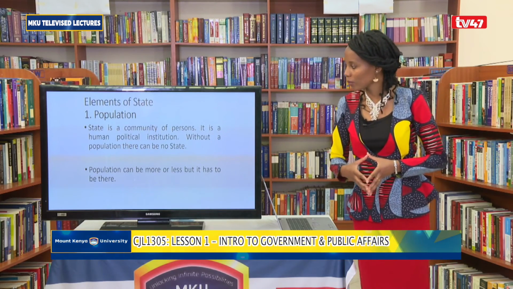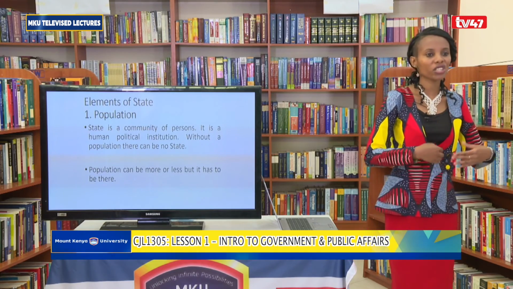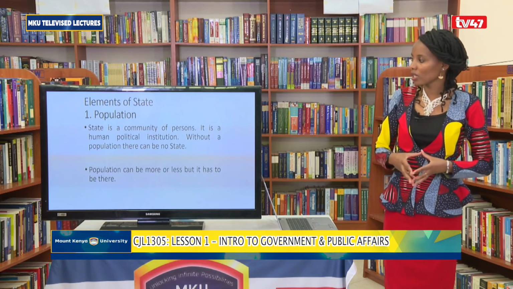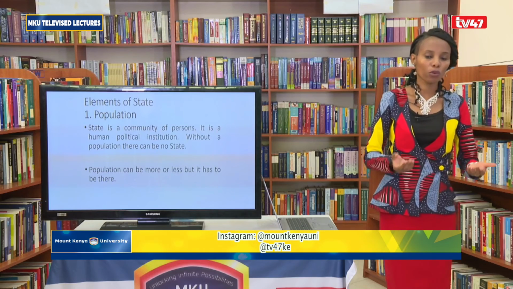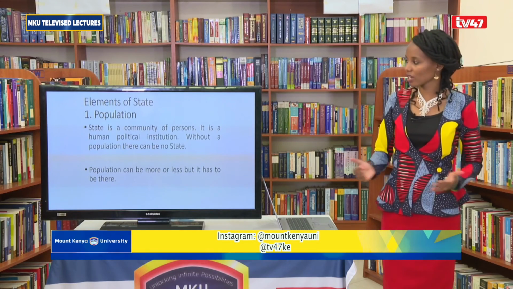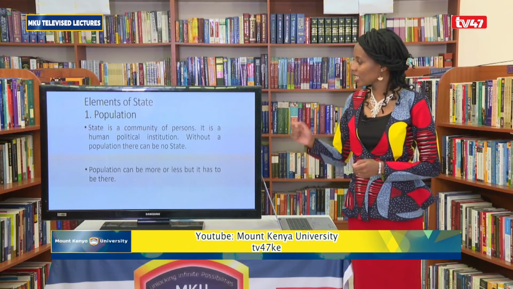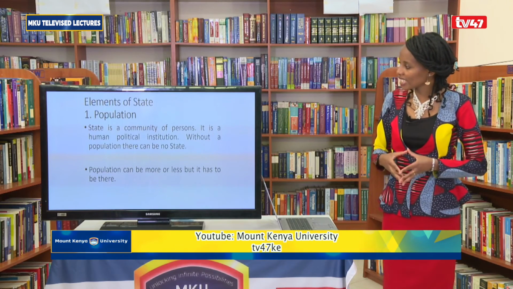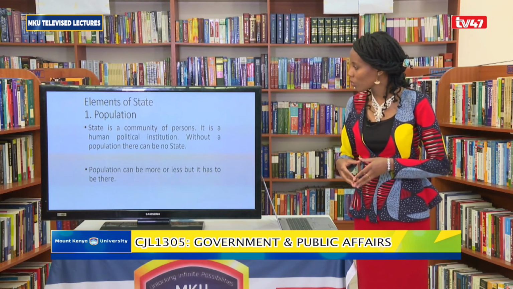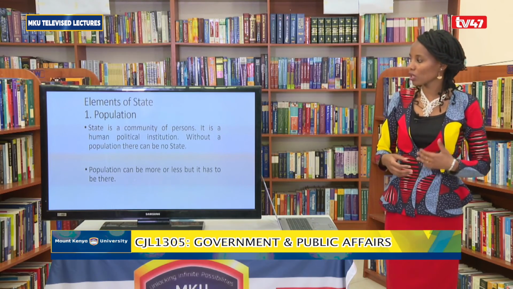Also, in terms of elements of the state, there are different elements, and number one is population. Population touches on the community, the people within a given territory. That's why we are saying the state is a community of persons. It is a human political institution. Without a population, there can be no state.